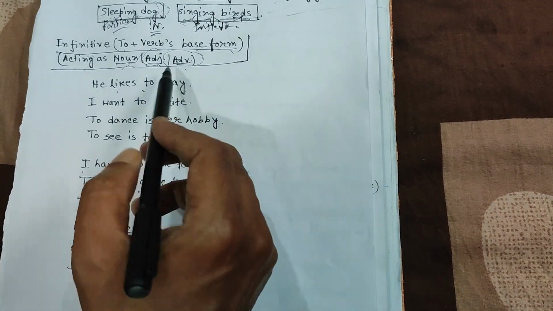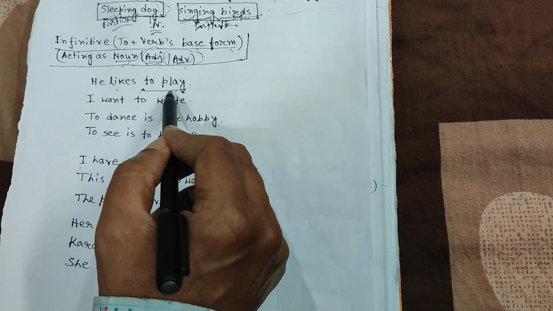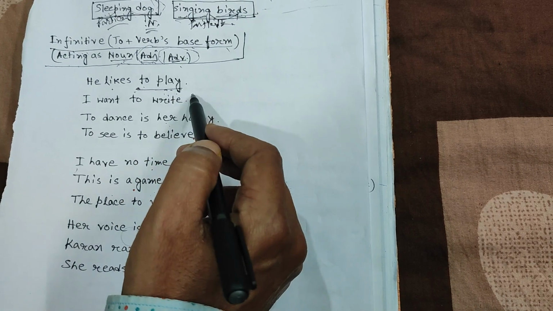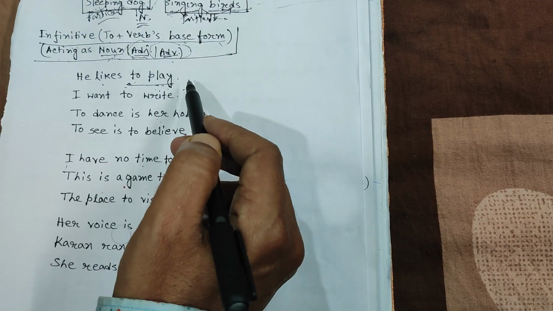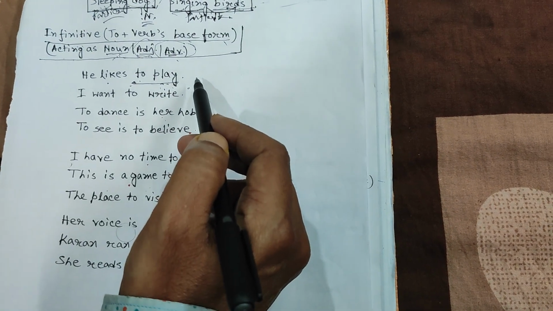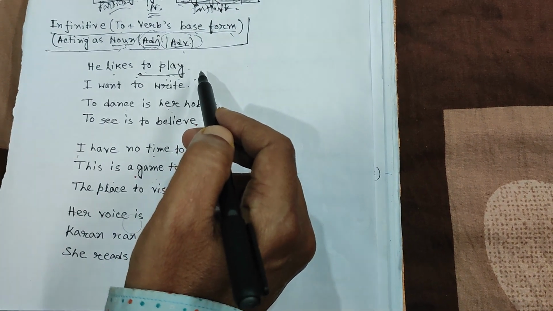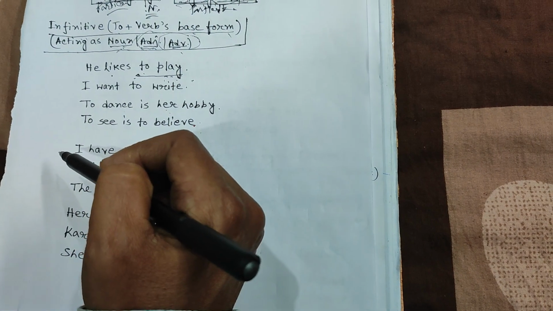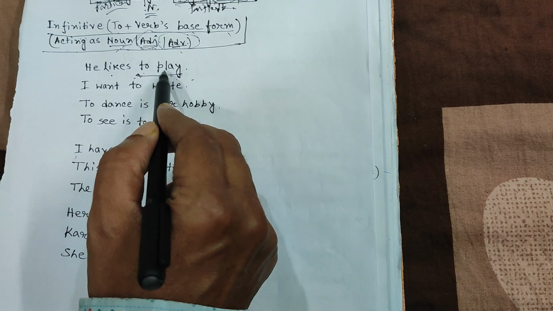He likes to play. To play: to plus the base form of the verb. To play, to dance, to sing, to laugh, to go, to come, to eat. All these are infinitives. To plus the base form of the verb.